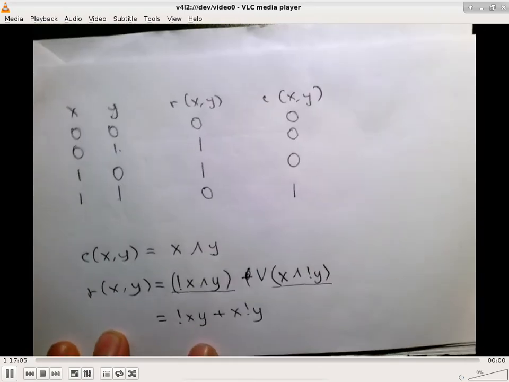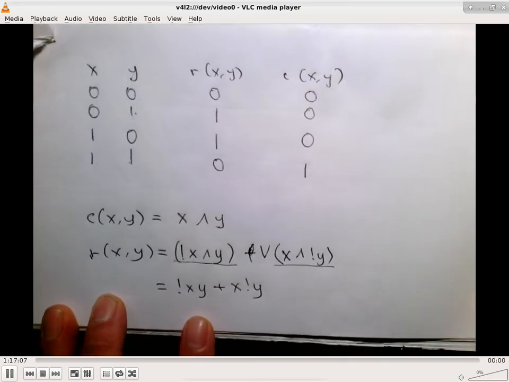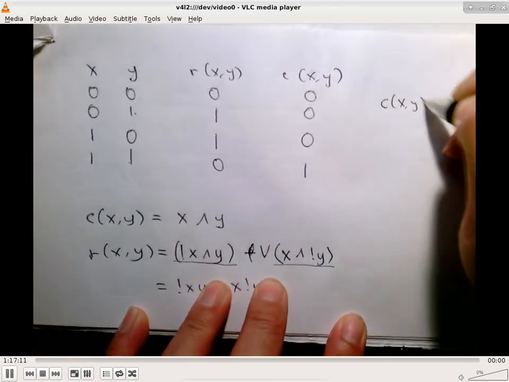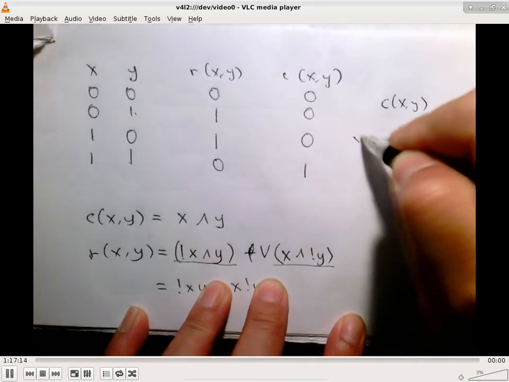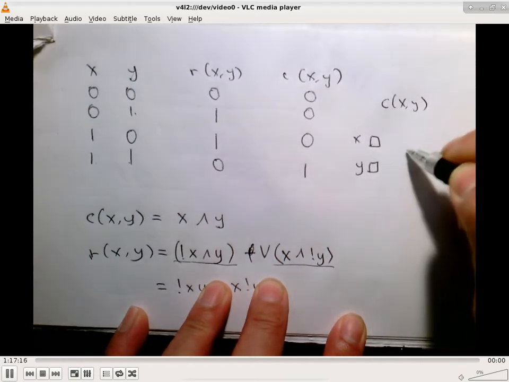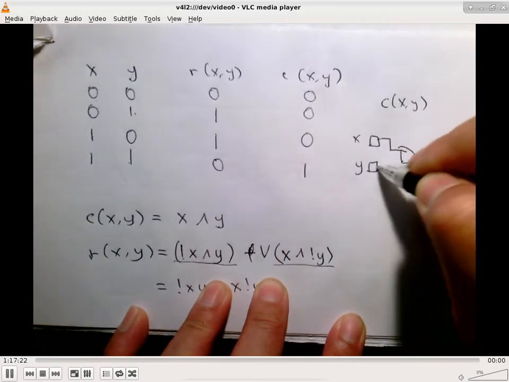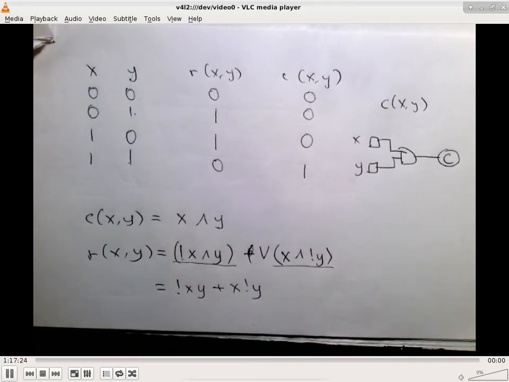Okay, so when you look at these definitions, C, X, Y, how do we draw that? X, Y as input pins, AND gate, and this becomes the output. Easy peasy, huh? What about Q?